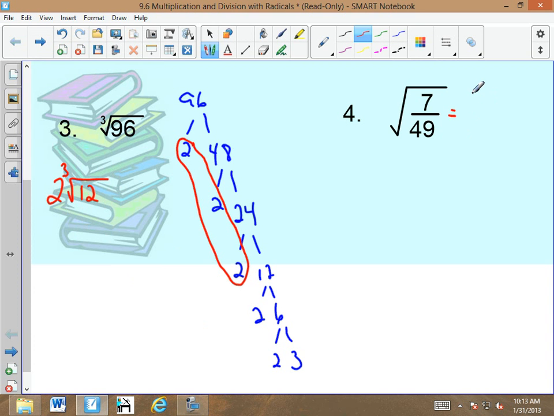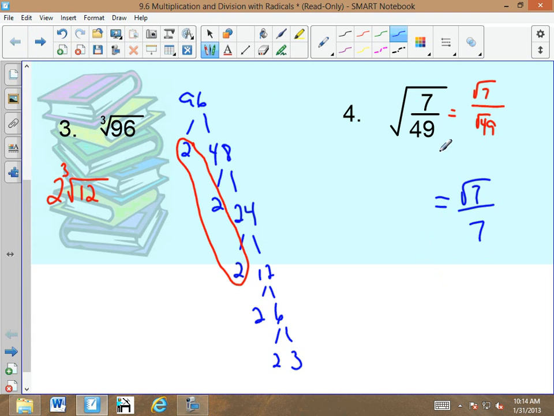Number 4, I would like you to rewrite it as the square root of 7 over the square root of 49. Because that's what this really is. Now, 7 is prime. So the square root of 7 is going to stay the square root of 7. Because 7 is 1 times 7. There's no pairs there. 49 is a perfect square. 7 times 7 is 49. So I get the square root of 7 over 7. That's my answer.